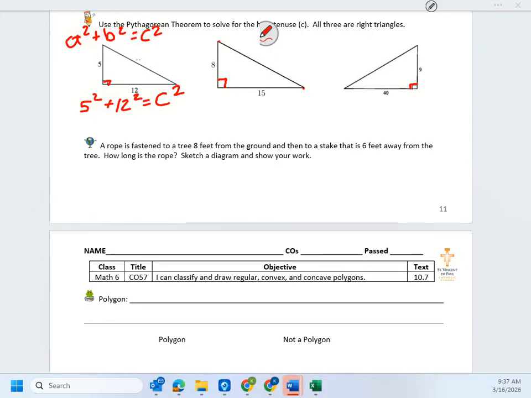So what is 5 squared? Joy? 25. What is 12 squared? Alex? 144. And that equals c squared. So what's 25 plus 144? Ashley? 169. 169 equals, again, c squared. Do we want to know what c squared is, or do we want to know what c is? We need to break it down now to what c is.